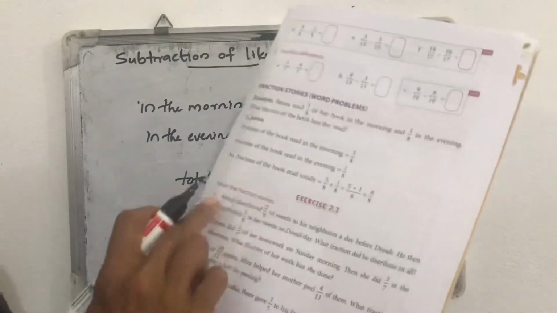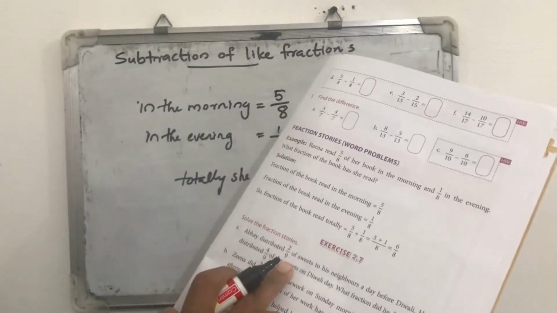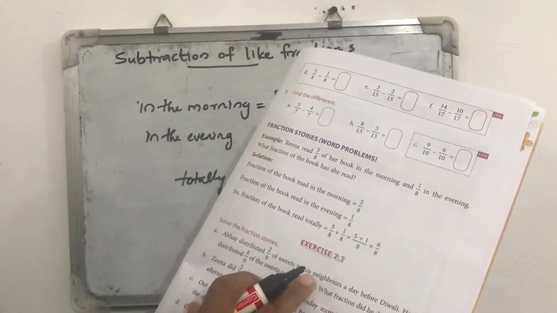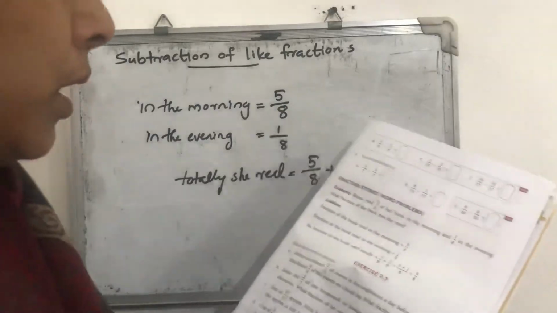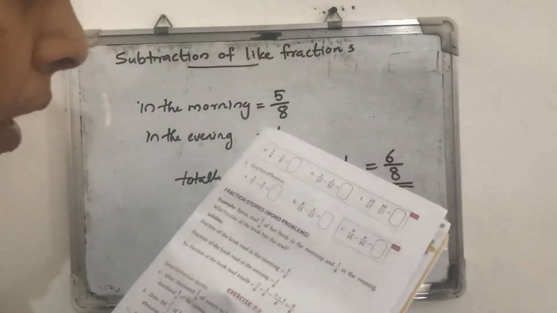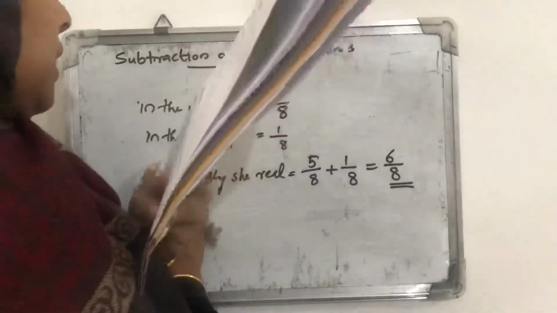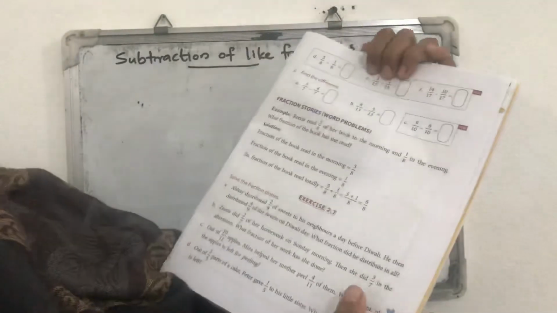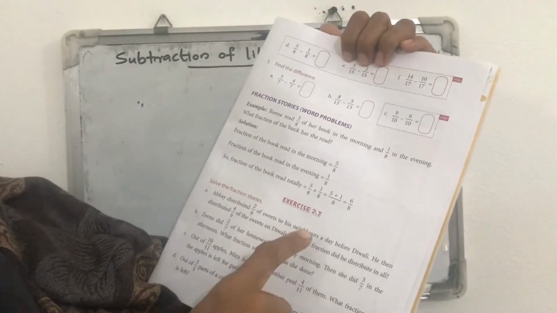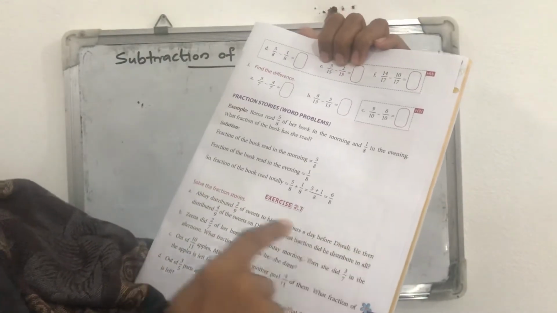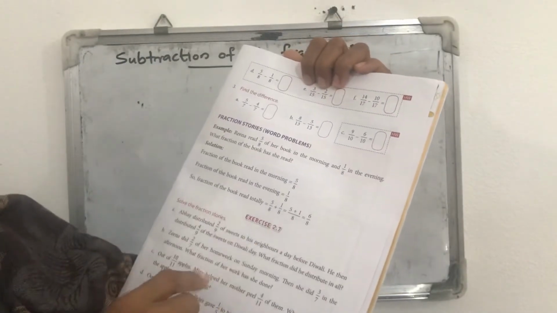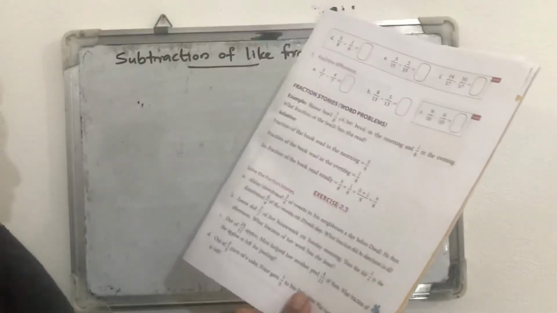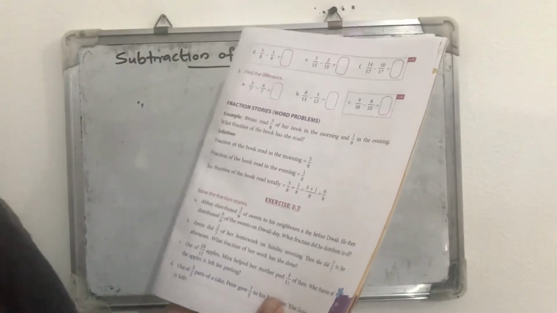Okay, just like that, look at the next question. Abhay distributed 2/9 of sweets to his neighbors a day before Diwali. Out of the total sweets he bought for Diwali, he distributed 2/9 parts on the day before Diwali. He then distributed 4/9 of the sweets on Diwali day. So 4/9 part of that total sweets.